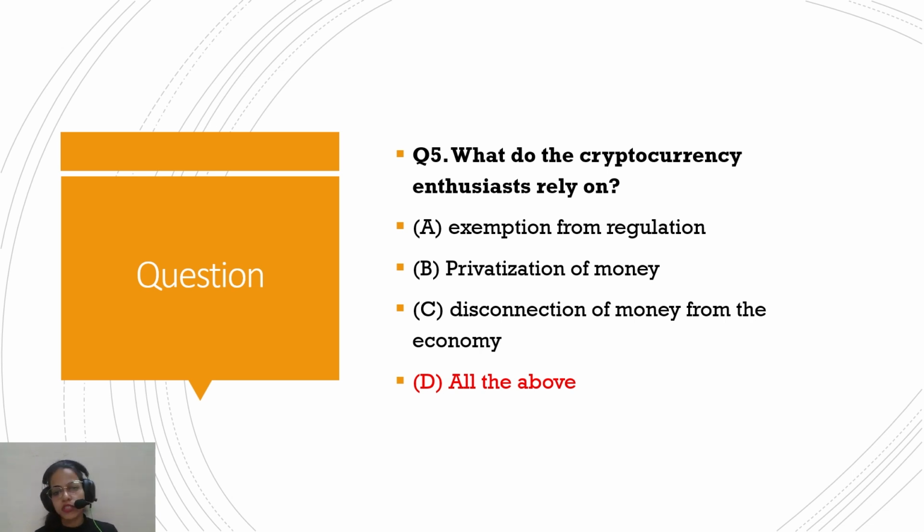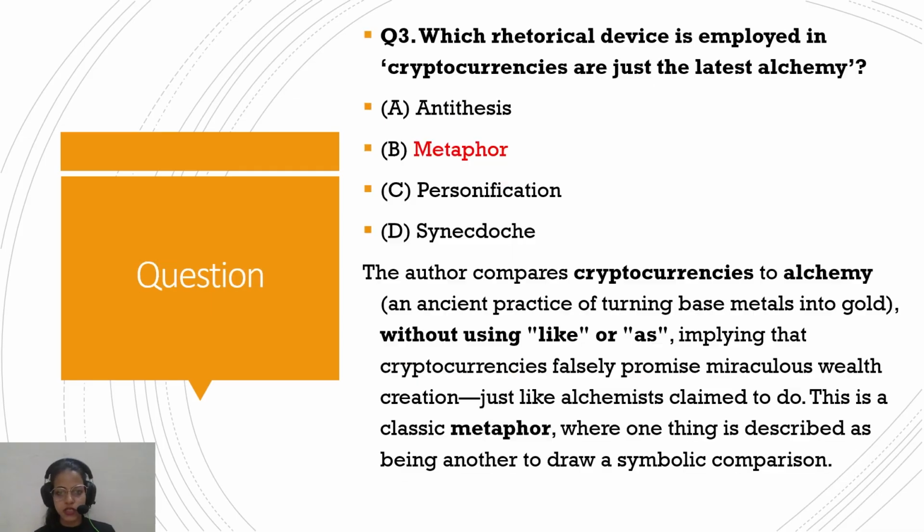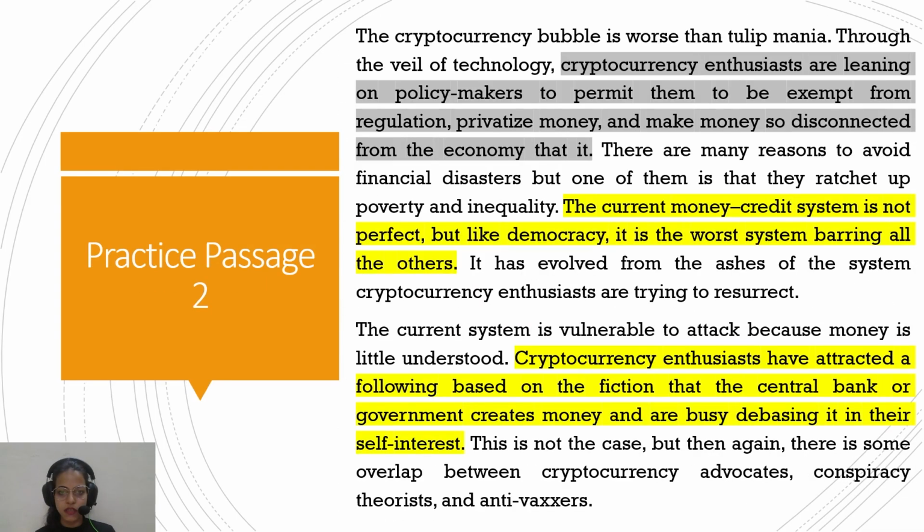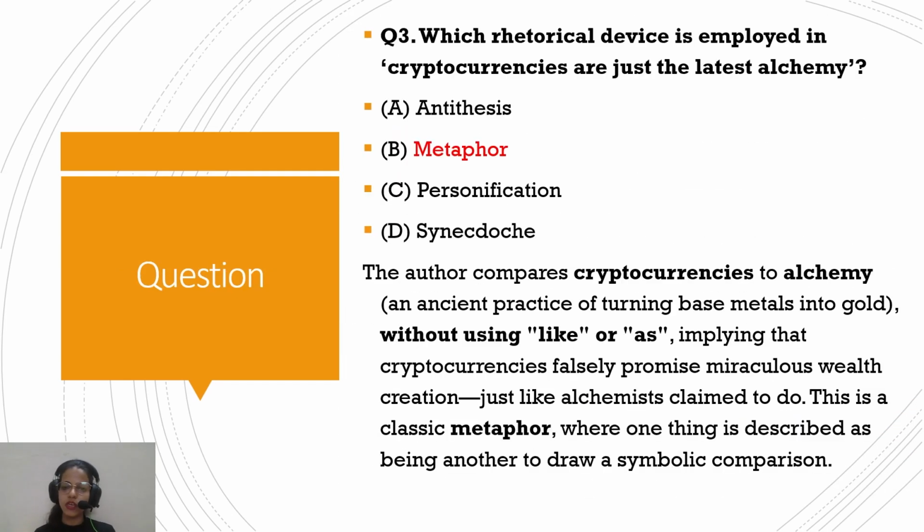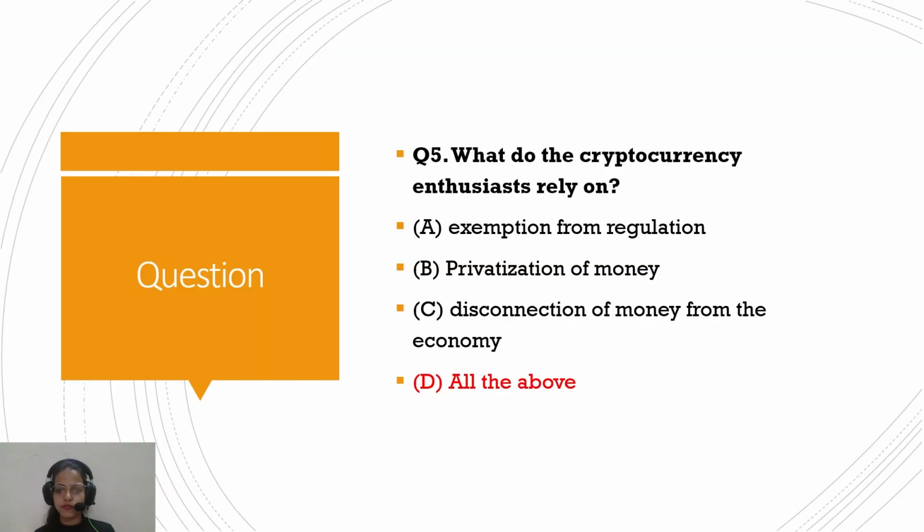Okay, we are left with one more question. What do the cryptocurrency enthusiasts rely on? A. Exemption from regulation. B. Privatization of money. C. Disconnection of money from the economy. So, again, we have seen this line and we were reading it also. Yeah, the one in the gray. Cryptocurrency enthusiasts are leaning on policymakers to permit them to be exempt from regulation, privatize money, and make money disconnected from the economy. So, all of the above.